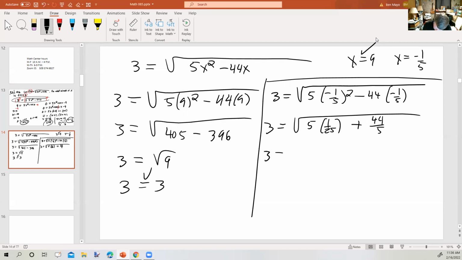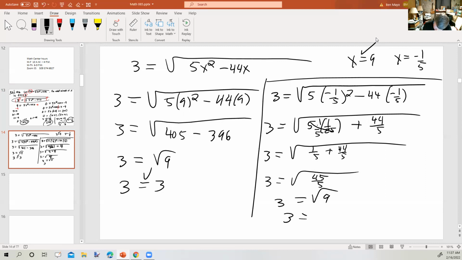But I could take the 5 times 1/25 and reduce it down to 1/5. So I've got 1/5 plus 44/5, which is 45/5, which is 9, and the square root of 9 is 3. So in this case, they both check. Any questions on anything on this page or the previous page before we go on to another problem?